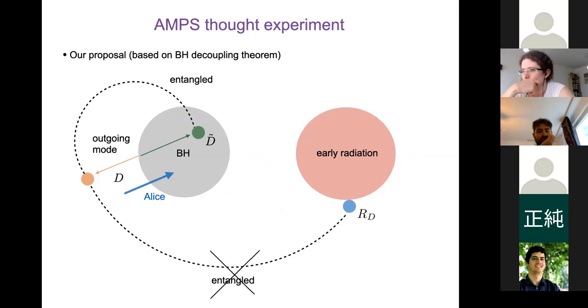Now, I believe that this resolution is quite natural because it works for the firewall puzzle formulated for the one-sided black hole, namely the puzzle for typical black hole microstates. This problem was originally pointed out by Marolf and Polchinski. But the point is, the same construction works for the one-sided black hole.